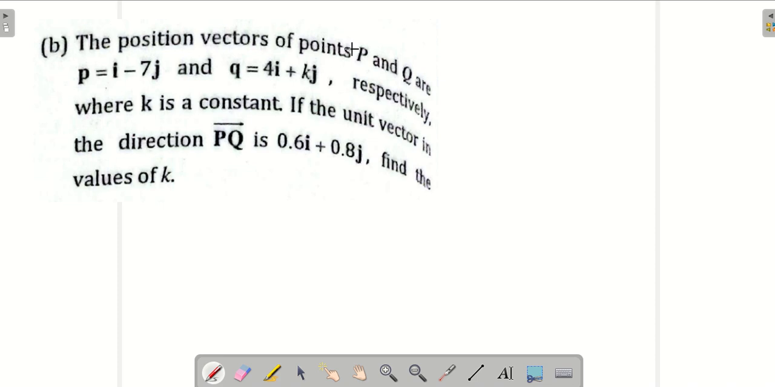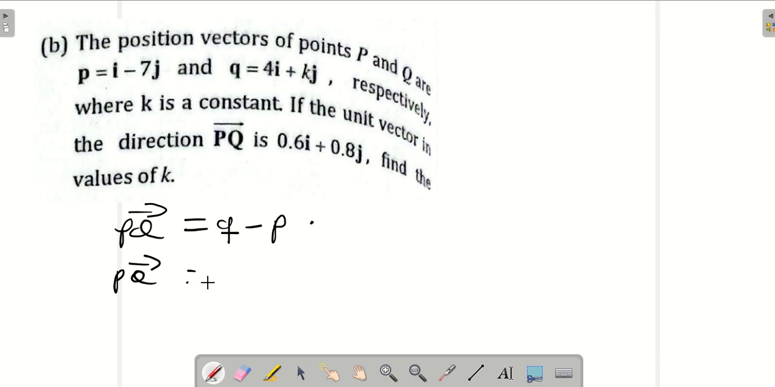The position vectors of points P and Q are P is I minus 7j and Q is 4I plus kj respectively, where k is a constant, if the unit vector in the direction of PQ. So first of all, you need to find PQ. Is that right? So now we can say that PQ is equal to Q minus P, because their position vectors have been given.